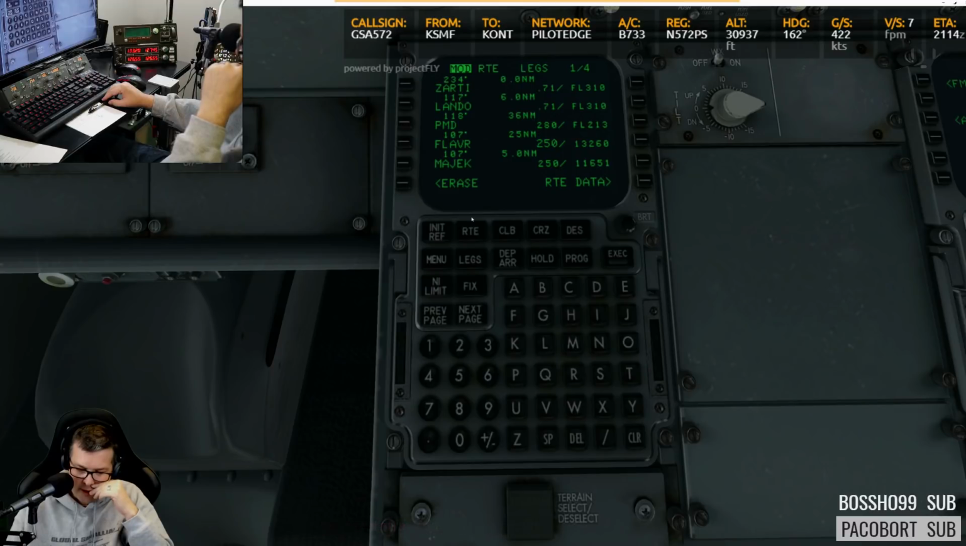Hold on. Was that a cross and maintain 240? Or did he want me at 240 10 miles before Palmdale? I should ask him. I don't want this to bomb out though.